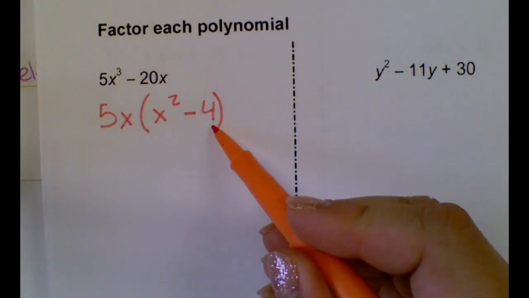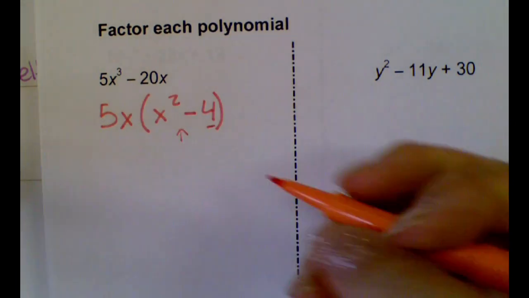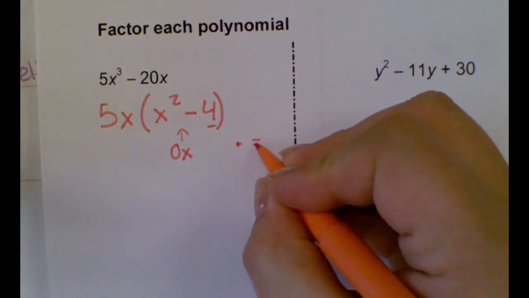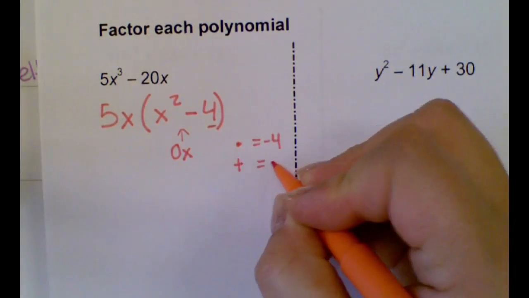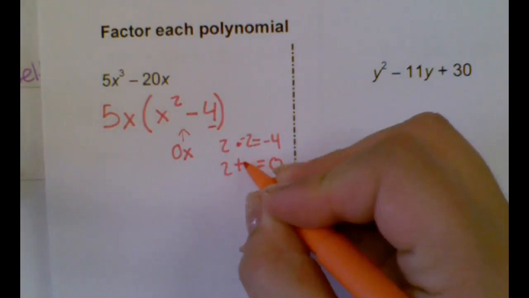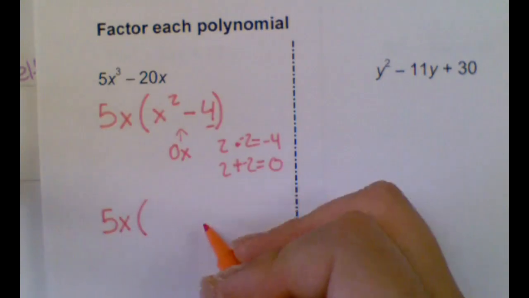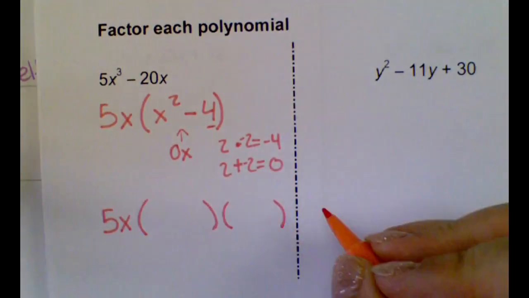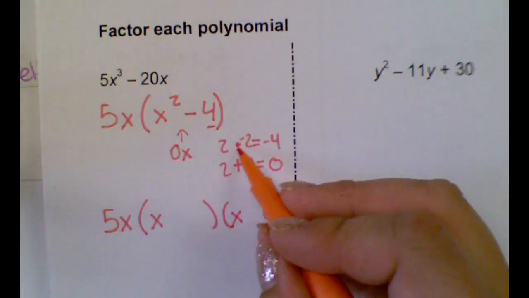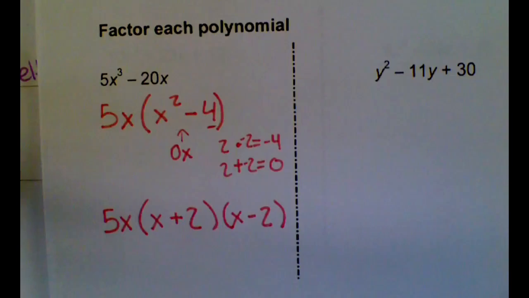We need two numbers now that multiply to negative 4 and add to my b value. My b value there is a 0x. So I need two numbers that multiply to negative 4 and add to 0. Those numbers are positive 2 and negative 2. So we factor. We have our 5x out front still, and then we make two sets of parentheses. Each will start with an x because x times x makes x squared. I'm going to use positive 2 and negative 2, so x plus 2 and x minus 2.